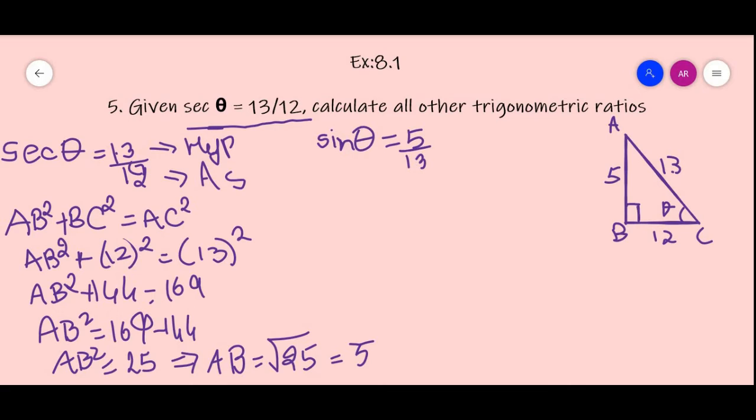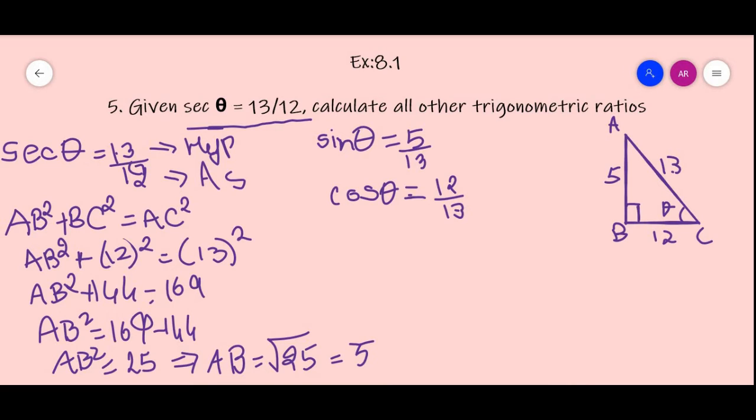Let us move on to the next trigonometric ratio, which is cos theta. So we have just recalled what cos theta is before solving the question. So cos theta is CAH. The code is CAH. So what is it going to be? Cos theta is equal to the adjacent side by the hypotenuse. So the adjacent side is BC, so we're going to write it as 12 by 13.